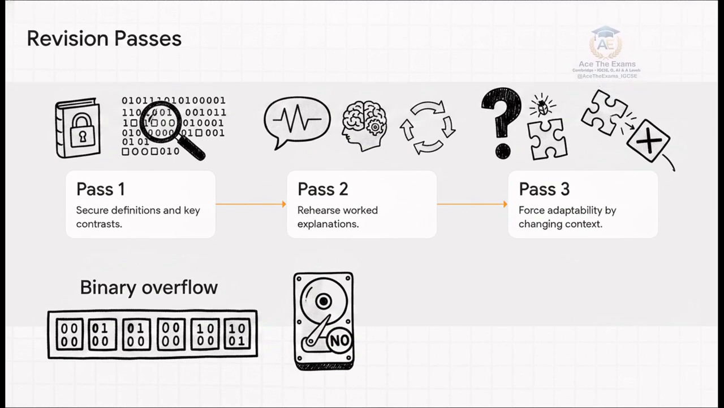Binary overflow happens when a calculated number is too big. This means a 9th bit is created in an 8-bit system. The extra bit is saved on the hard drive for later retrieval. This causes the active program to crash. Okay, did you spot the fatal flaw?